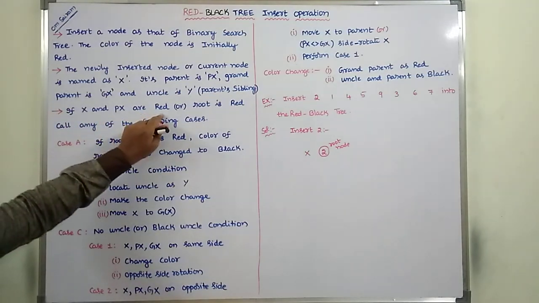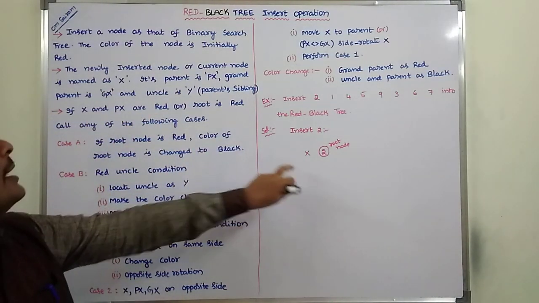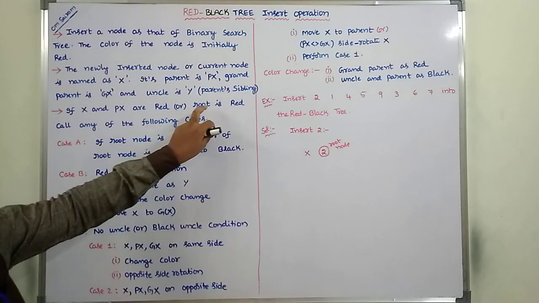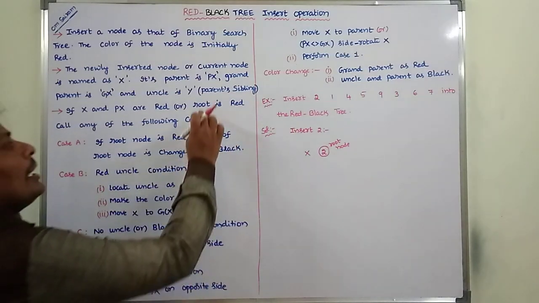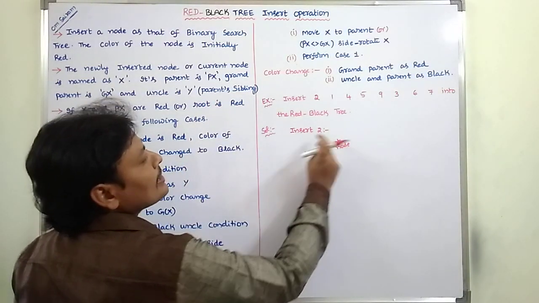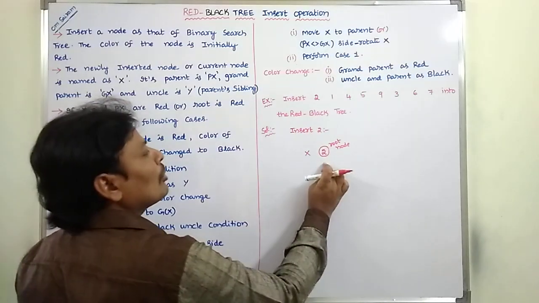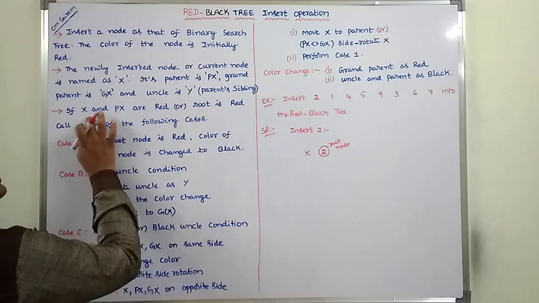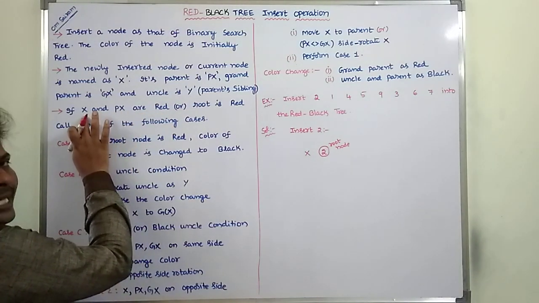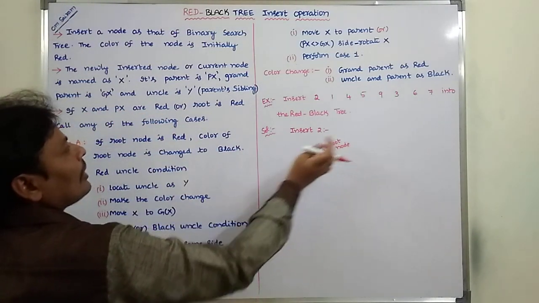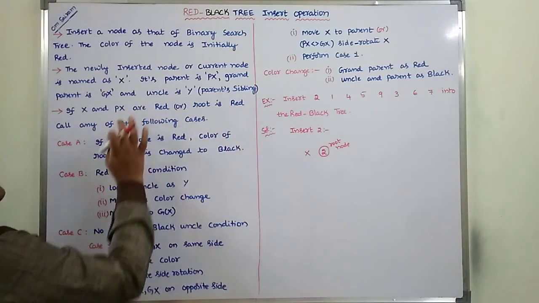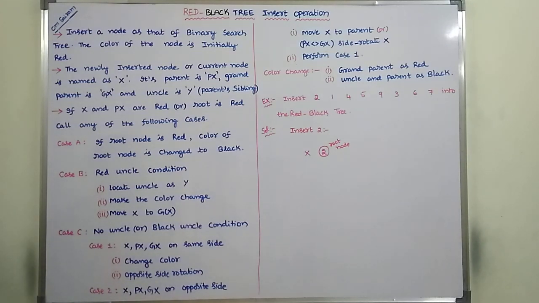If X and Px are red: here X is red and Px is not there, its parent is not there. Or root is red. Here the root node, the first node that is inserted into the red black tree, that is node 2, is the root node. Root is red. Now the first condition is false, only X is there, Px is not there. So this is false, this is true. False or true is nothing but true. Call any of the following cases.